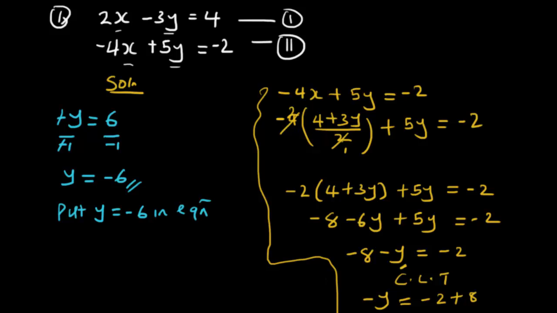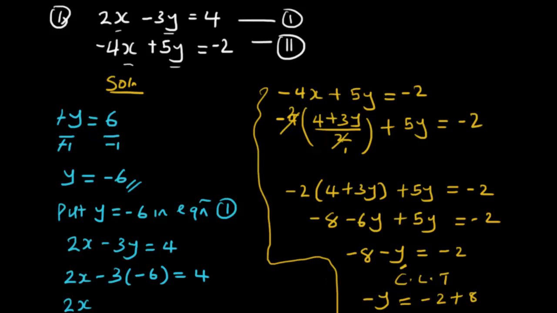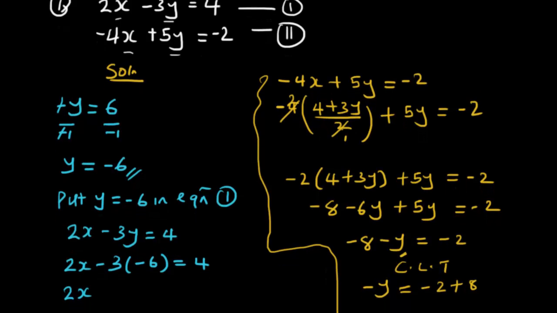Put it in either 1 or 2. So I put it in equation 1. So I'm having 2x minus 3y equals 4. Remember, I told you, you always write the equation first before you substitute. So I'll be having 2x minus, anywhere I see y, I call it minus 6. So 3 into bracket minus 6 equals 4. So I'll be having 2x minus 3 times minus 6, which will give me plus 6 times 3 is 18. So I'll be having 2x plus 18 equals 4.